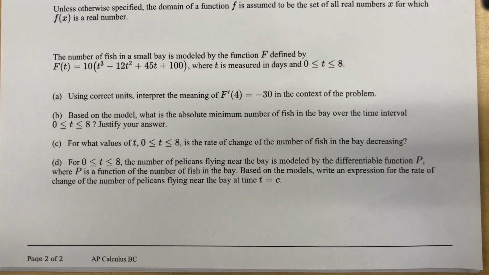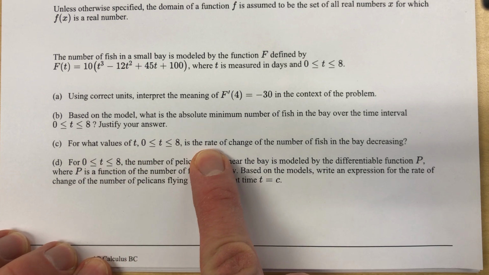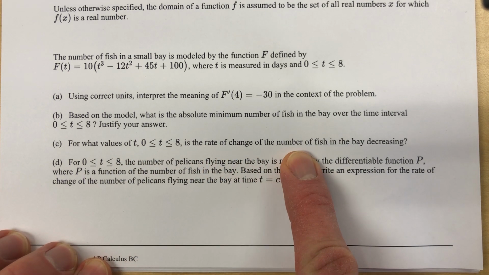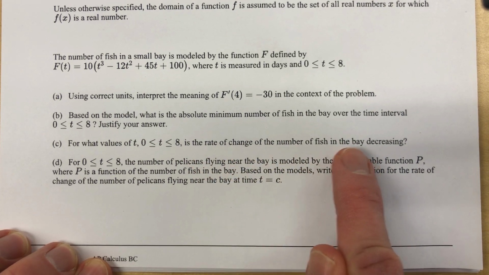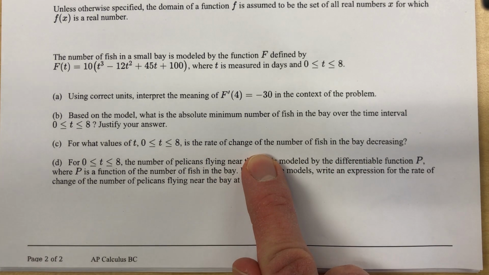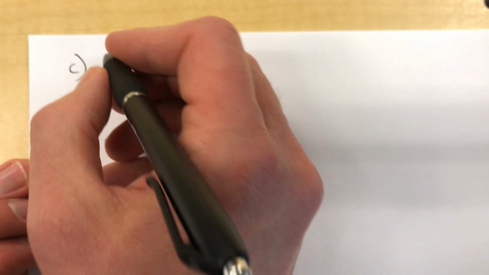So let me read it again and say that. The derivative, the rate of change of the number of fish, is going down. So I need the derivative of the derivative to be negative. So let's find the derivative of the derivative. You know what that is? That's the second derivative.